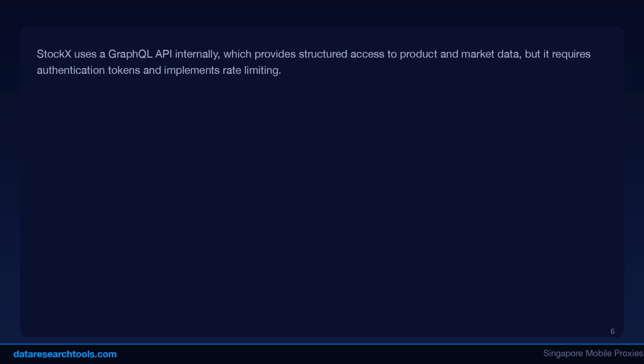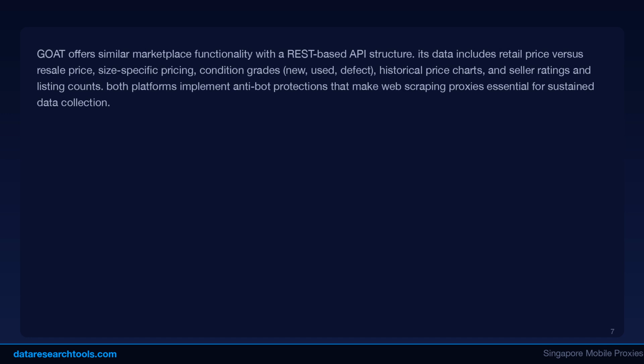Its data includes retail price versus resale price, size-specific pricing, condition grades (new, used, defect), historical price charts, and seller ratings and listing counts. Both platforms implement anti-bot protections that make web scraping proxies essential for sustained data collection. Setting up the environment involves installing Python libraries for HTTP requests, HTML parsing, and data storage.